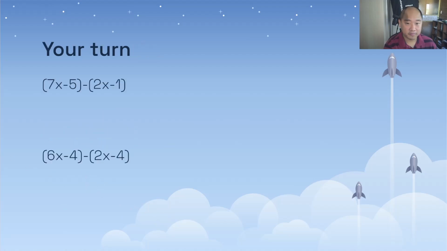Okay, your turn. Welcome back. So I'm just going to go through these kind of fast. This is 5x minus 4. Kind of slow maybe. And then 4x, nothing, right? 4x. Okay.